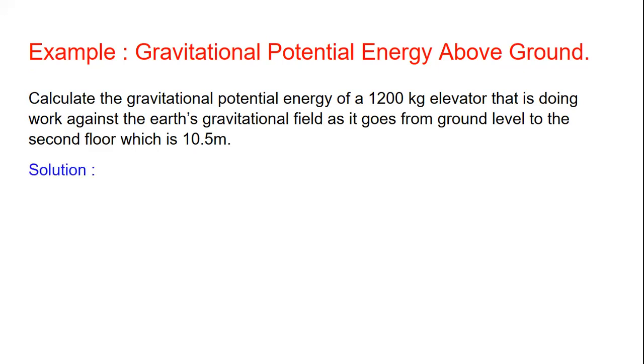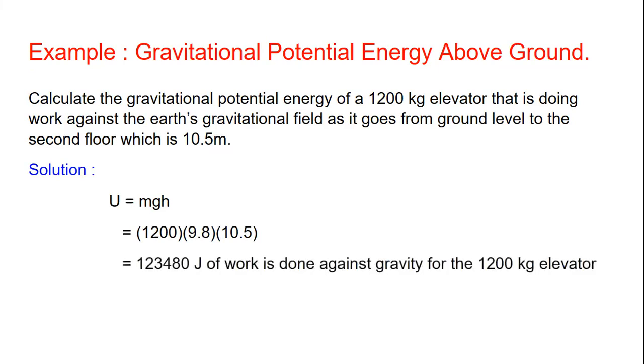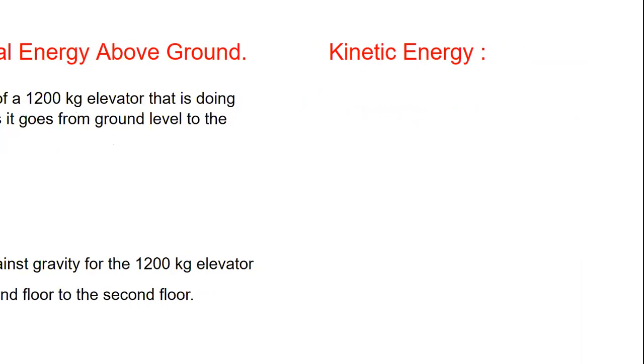So let's look at the solution here. U is equal to m times g times h, which is equal to 1,200 times 9.8 times 10.5. Plug that in your calculator and you'll find that 123,480 joules of work is being done against the gravitational field for the 1,200 kg elevator to go from the ground floor to the second floor.